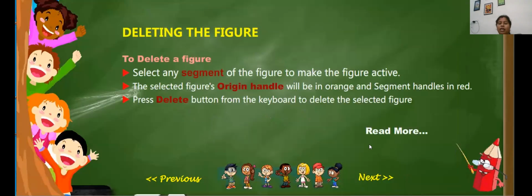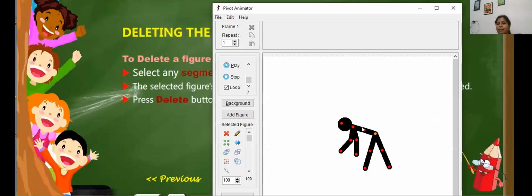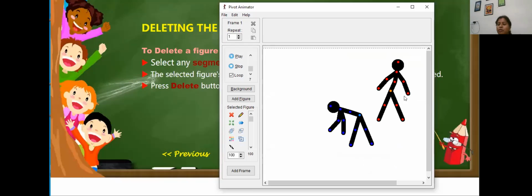Deleting the figure. To delete a figure, why do you want to delete? See, imagine you might have added a figure by mistake. Oops. I don't want this image now. By mistake, it has come. Or maybe we might have changed the position like this or something, but this is not working. It is not going according to our storyline. So how should I remove this one?